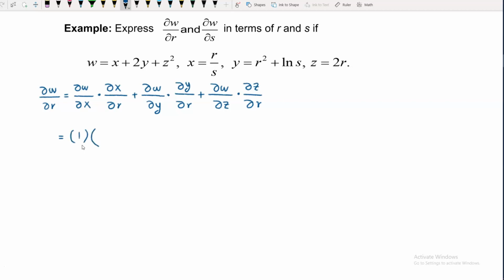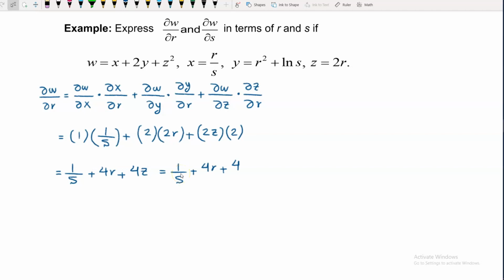1 times 1 over s, plus 2 times 2r, plus 2z times 2. And this is equal to 1 over s plus 4r plus 4z. Here for z we have 2r, so this is equal to 1 over s plus 4r plus 8r. And this is equal to 1 over s plus 12r.